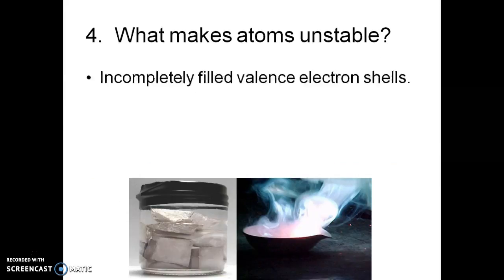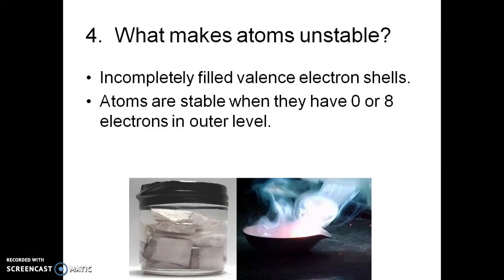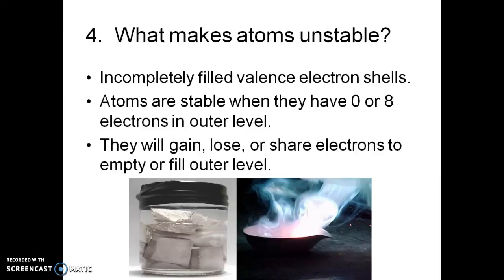Question number 4, what makes atoms unstable? Well, we've kind of touched on this. Incompletely filled valence electron shells are what make them unstable. They want to have a full valence shell. That outer shell wants to be full. Atoms are stable when they have either 0 electrons in that outer level or they have 8. And then they go ahead and gain, lose, or share electrons in order to either empty out or fill that outer level.